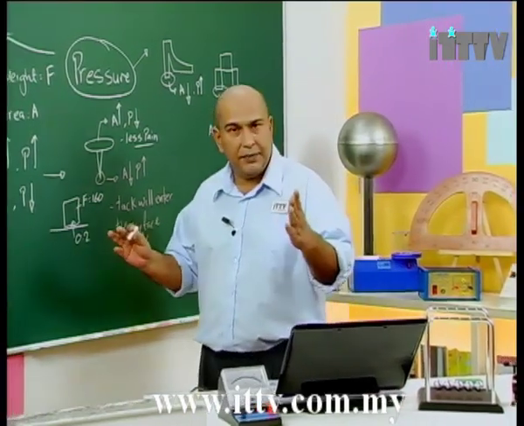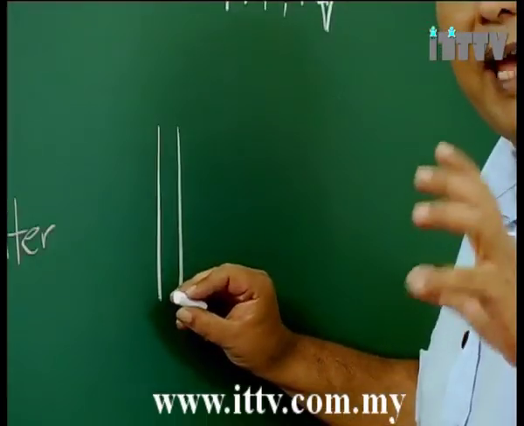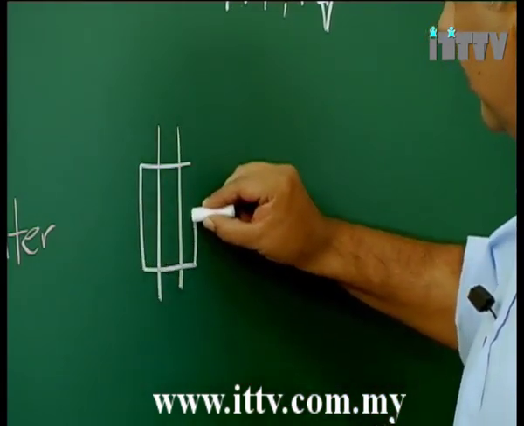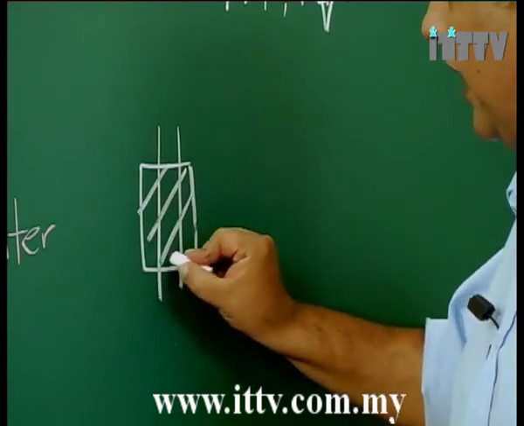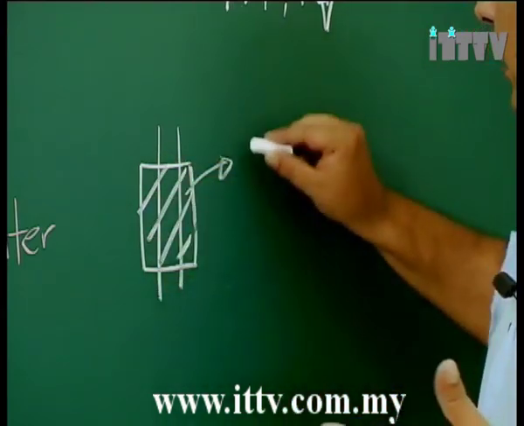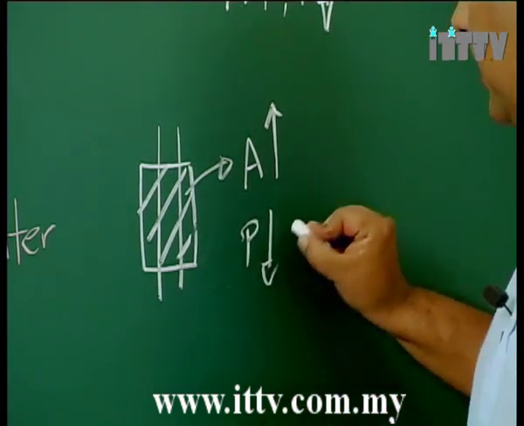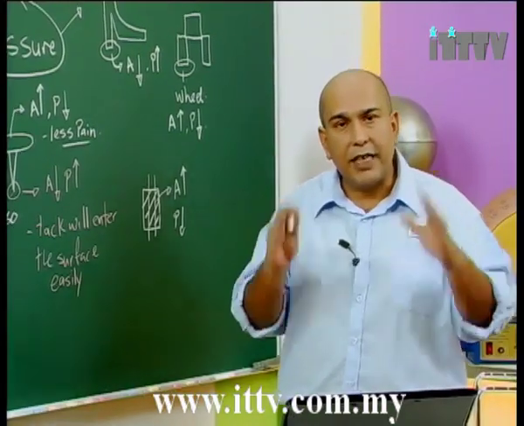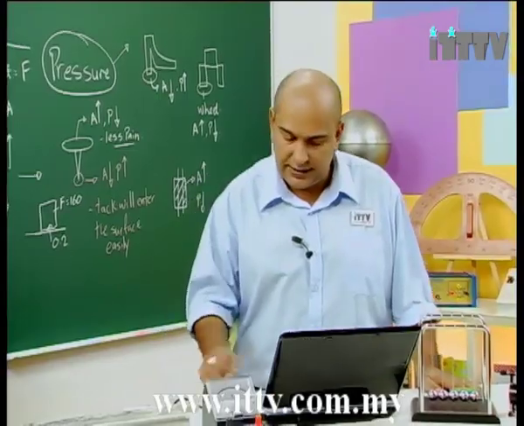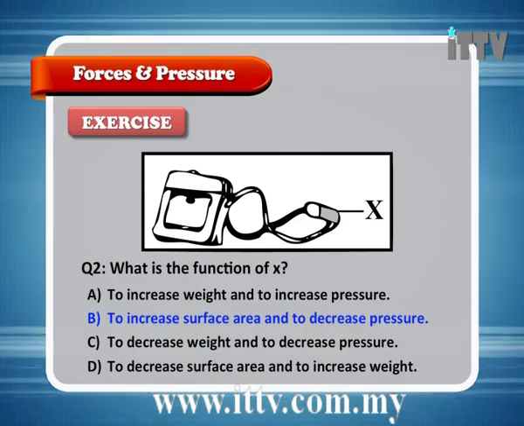So what you should be doing is something like this. You've got your bag strap. So draw a bag strap. Now, on the bag strap, you're putting an extra layer of sponge on it. Just draw the extra layer of sponge there. Now, ask yourself, what is the key relationship here? Obviously, the area is increasing. Therefore, your pressure must be decreasing. You see, the sketch will allow you to see what is happening and then you'll be able to work out your answer. Let's check the answer. B, to increase surface area and to decrease pressure.